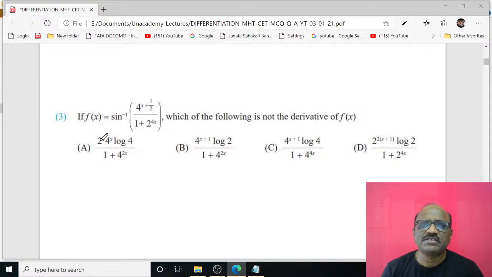If f of x is equal to sine inverse of 4 raised to x upon 1 plus 2 raised to 4x, which of the following is not the derivative of f of x?